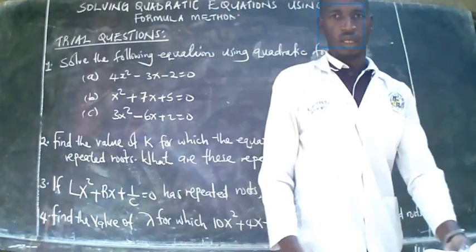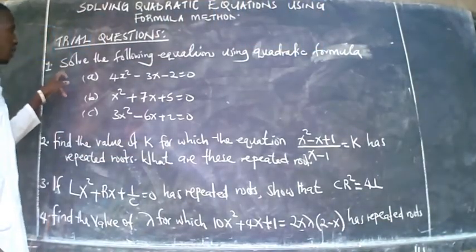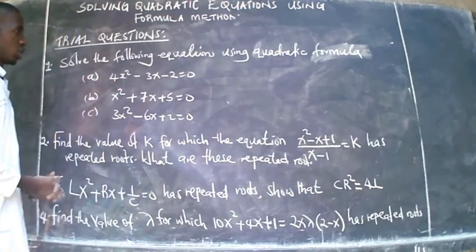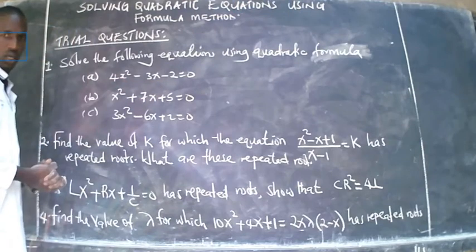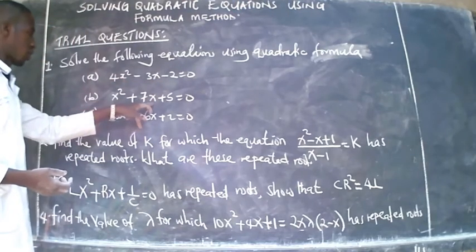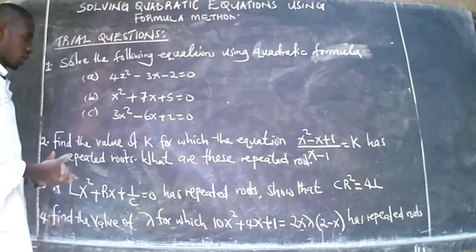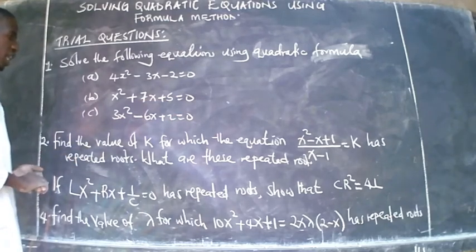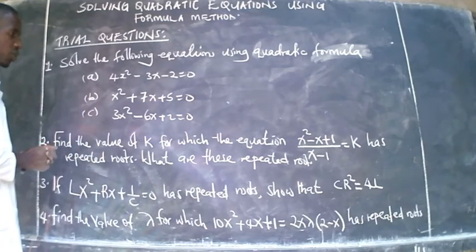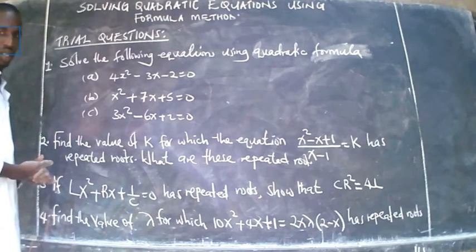Let's do those exercises. We have the trial questions on the chalkboard. Trial question number 1: solve the following equations using the quadratic formula. Part A, 4x squared minus 3x minus 2 equals 0. Part B, x squared plus 7x plus 5 equals 0. Part C, 3x squared minus 6x plus 2 equals 0. Then question number 2 says, find the values of k for which the equation x squared minus x plus 1 over x minus 1 equals k has repeated roots. And what are these repeated roots?